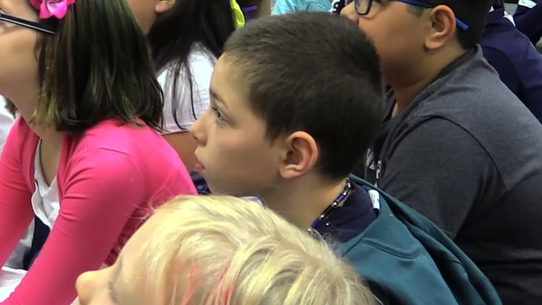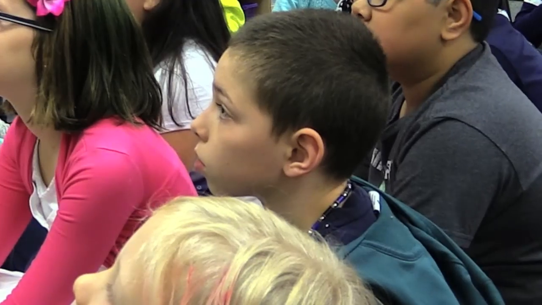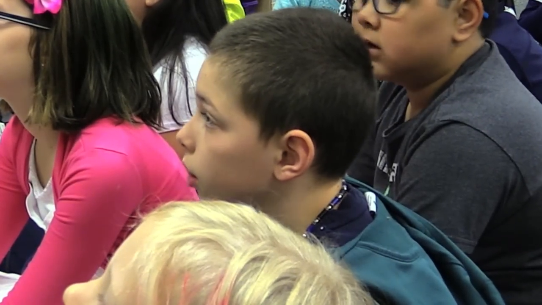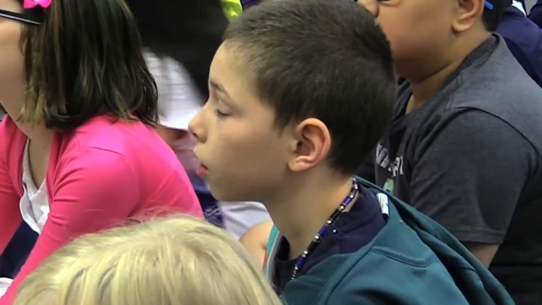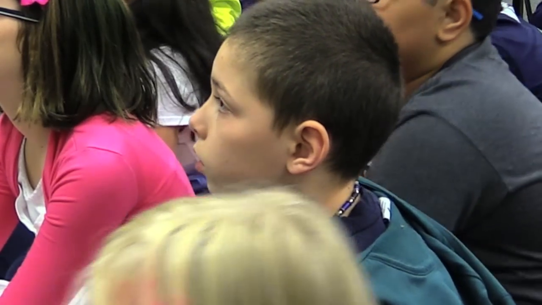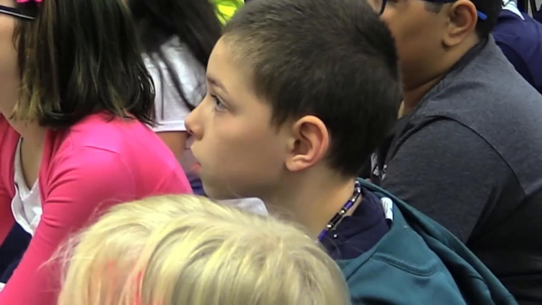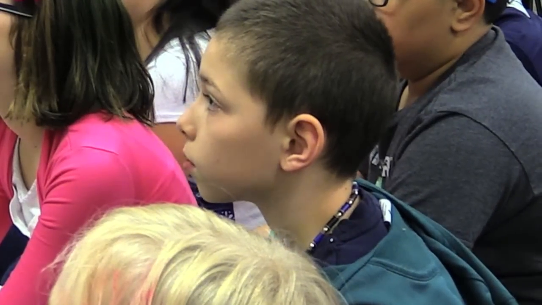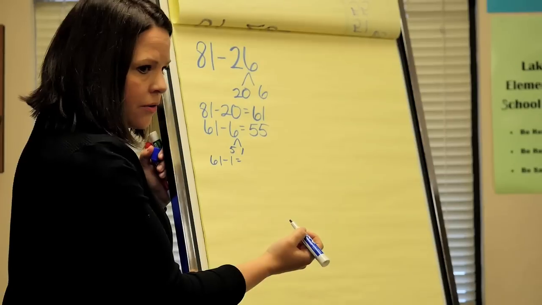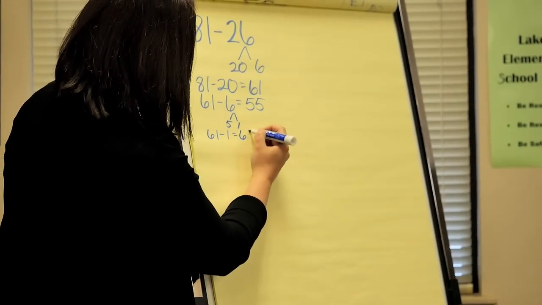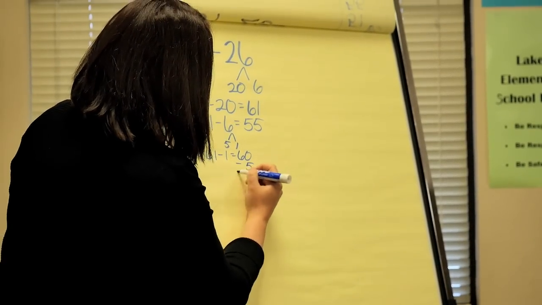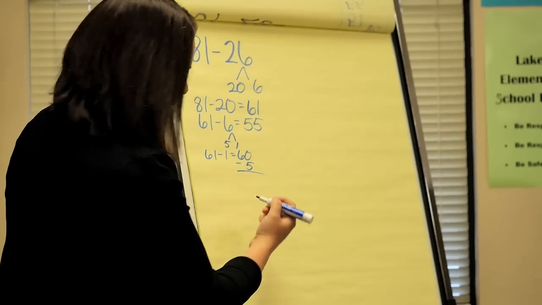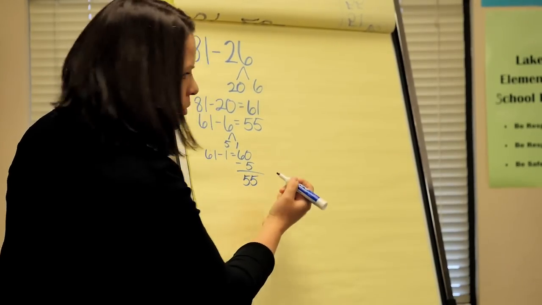Okay. How did you figure out 61 minus 6? Was there another step in there? I decomposed 6 into a 5 and a 1. Okay. And then I used the 1 to subtract from the 61. Okay. And what did that get you? To 60. Okay. And then I took away 5 from the 60, and that got me to 55. Okay. Thank you for sharing. Any comments or questions for Mason?